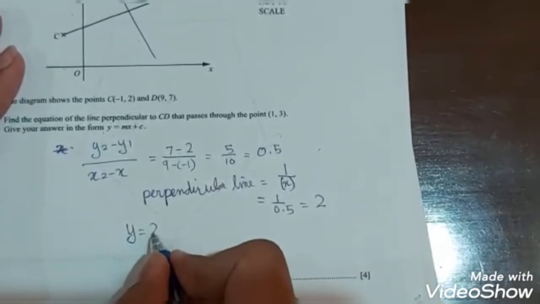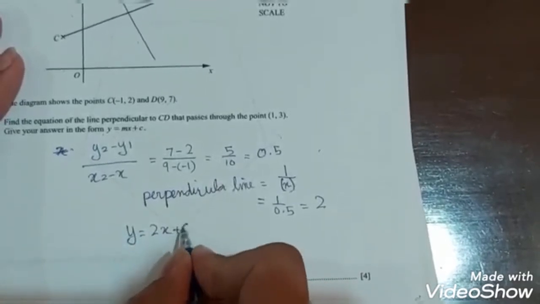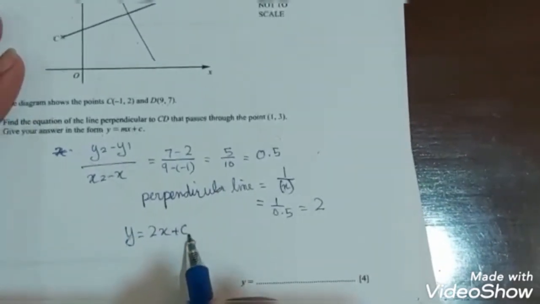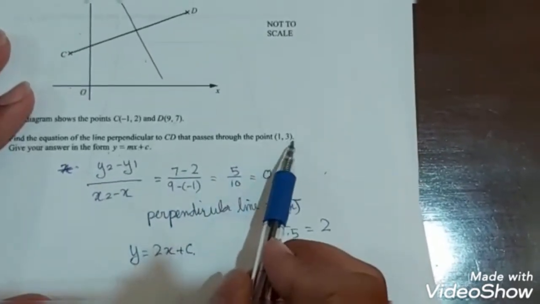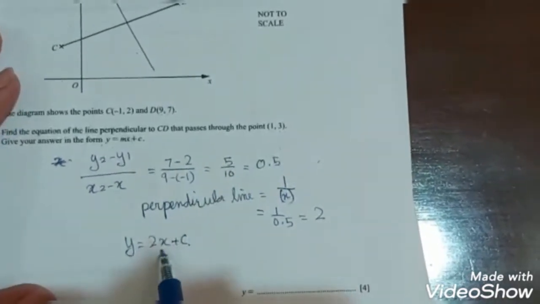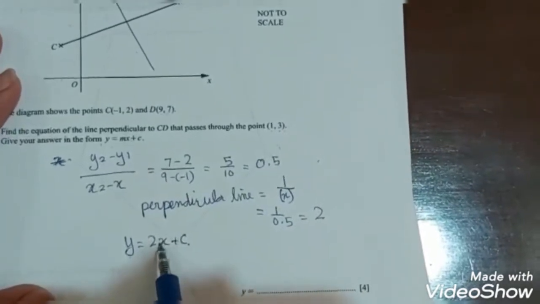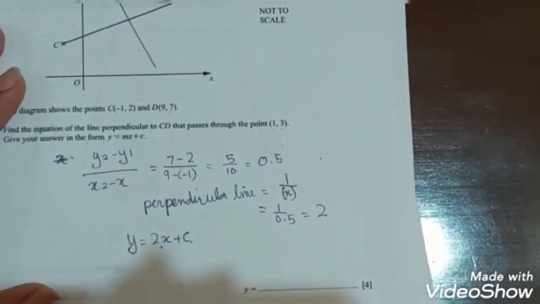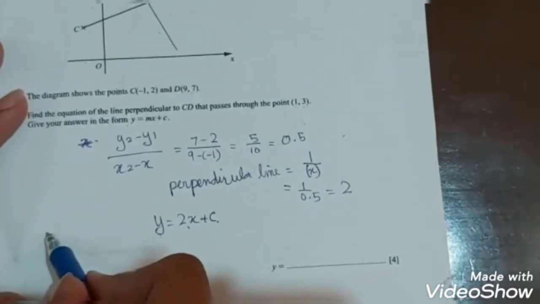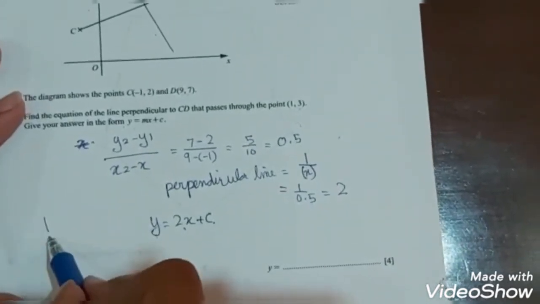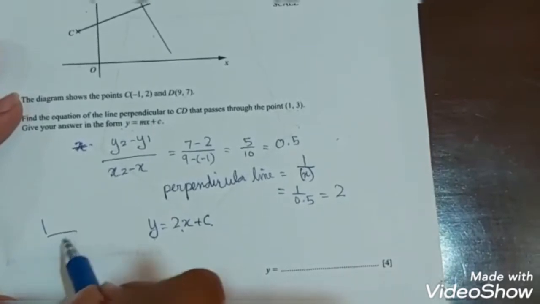Y is equal to 2x plus c. We still need to find what c is. How do we do that? Look, we know the point 1, 2, 3, and we know the gradient is 2. So for every one y that moves, we move 1x. So for every y which goes above 1 point, you move 2x.